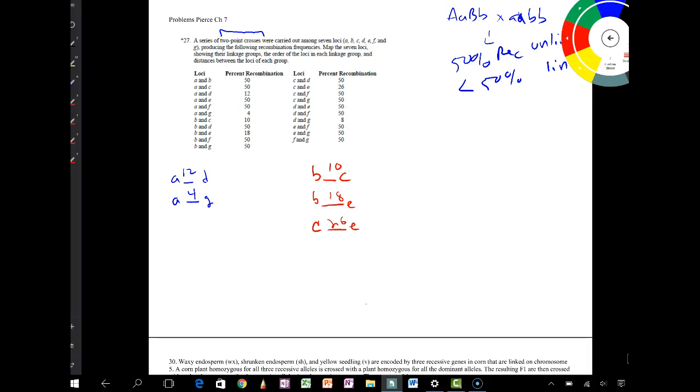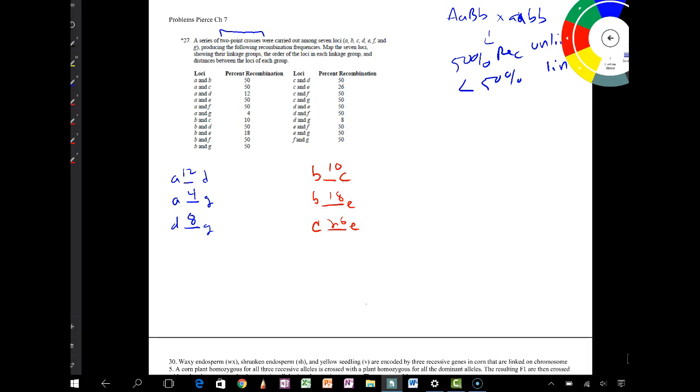C and F not linked. C and G not linked. D and E not linked. D and G are linked, at 8 map units. So these are just our individual distances between these genes, and then we can use them to put together a map. The rest of them are all unlinked: E and F, E and G, F and G. None of them are linked.